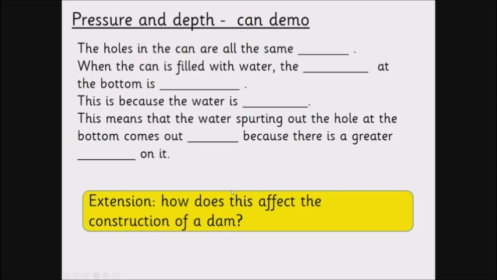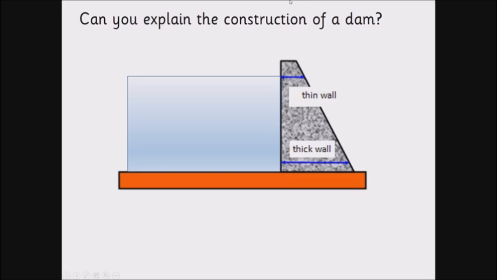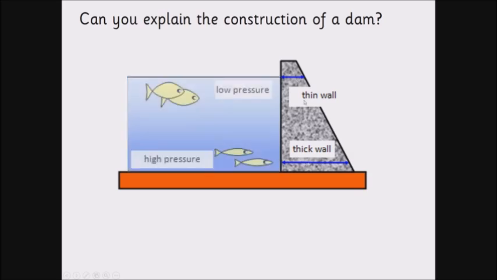So how would this affect the construction of a dam? If you've seen dams or you might have walked across the top of them, this is sort of what a dam looks like from a side profile. You only would see the top, but underneath, if you look down into the construction of the dam, then the wall at the base of the dam, where the water is the deepest, has to be thicker. The wall at the top can be thinner, and this is because there is a lower pressure at the top than there is at the bottom of the dam.